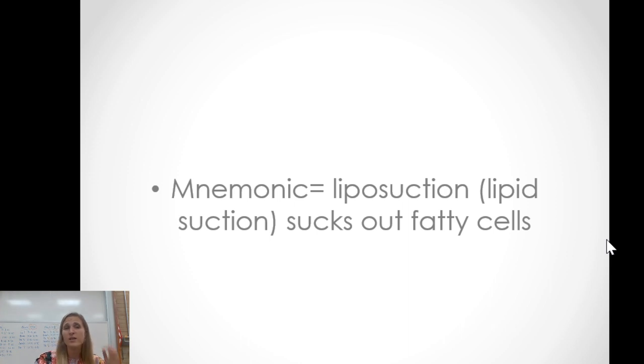All right, the mnemonic to remember what types of foods or things are examples of lipids is liposuction, which is lipid suction. Liposuction sucks out fatty cells. So again, lipids are fats, okay?